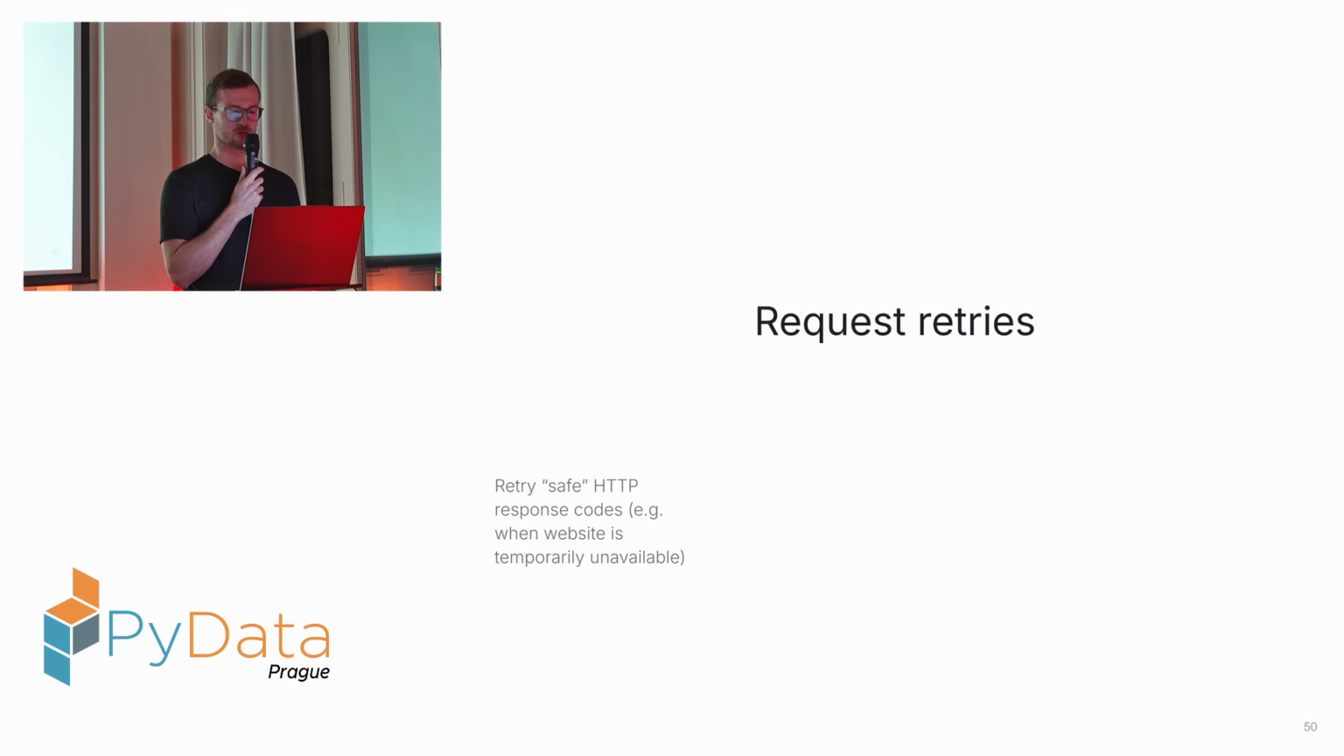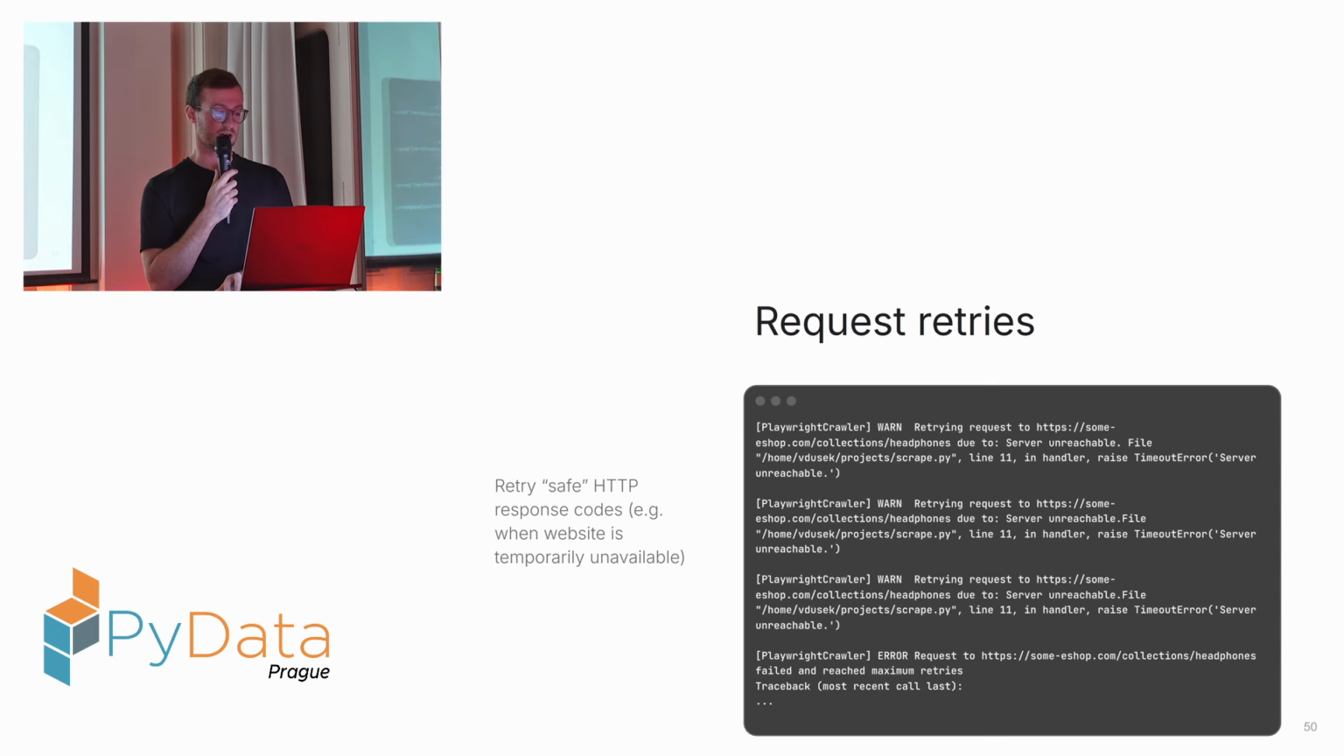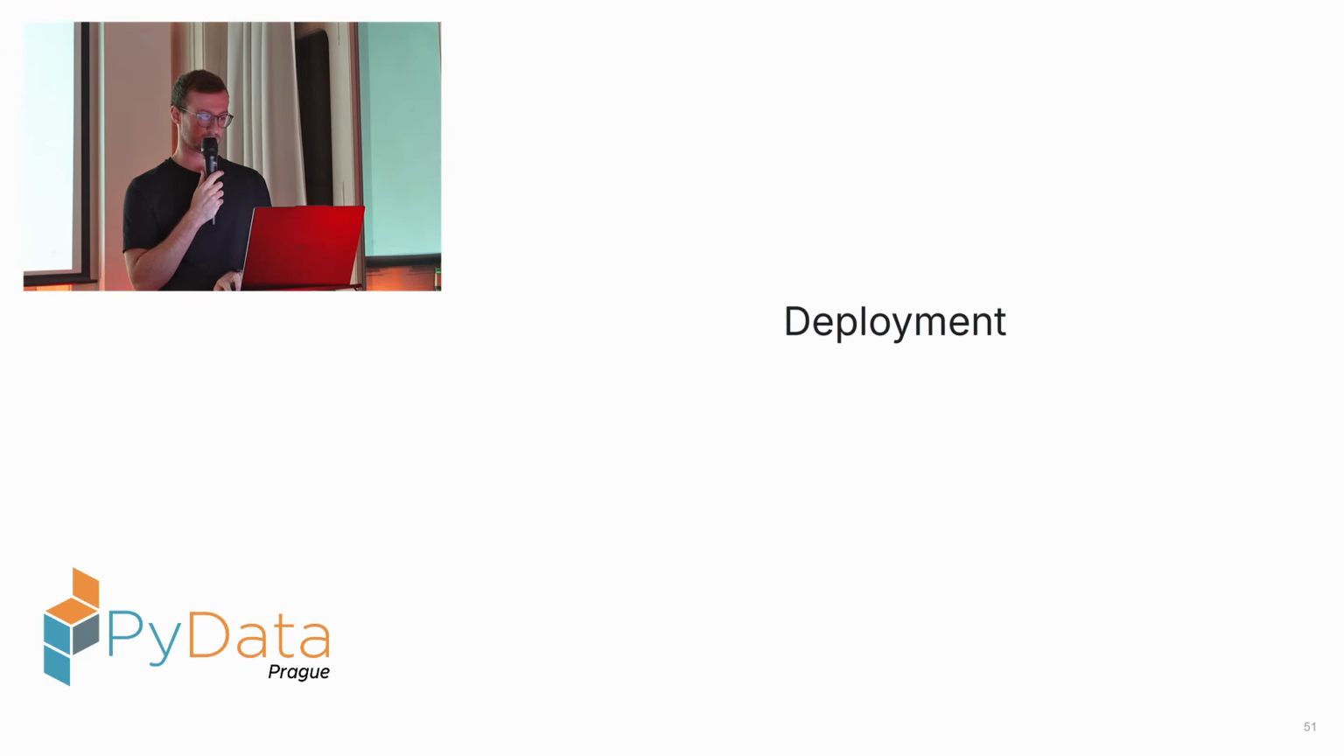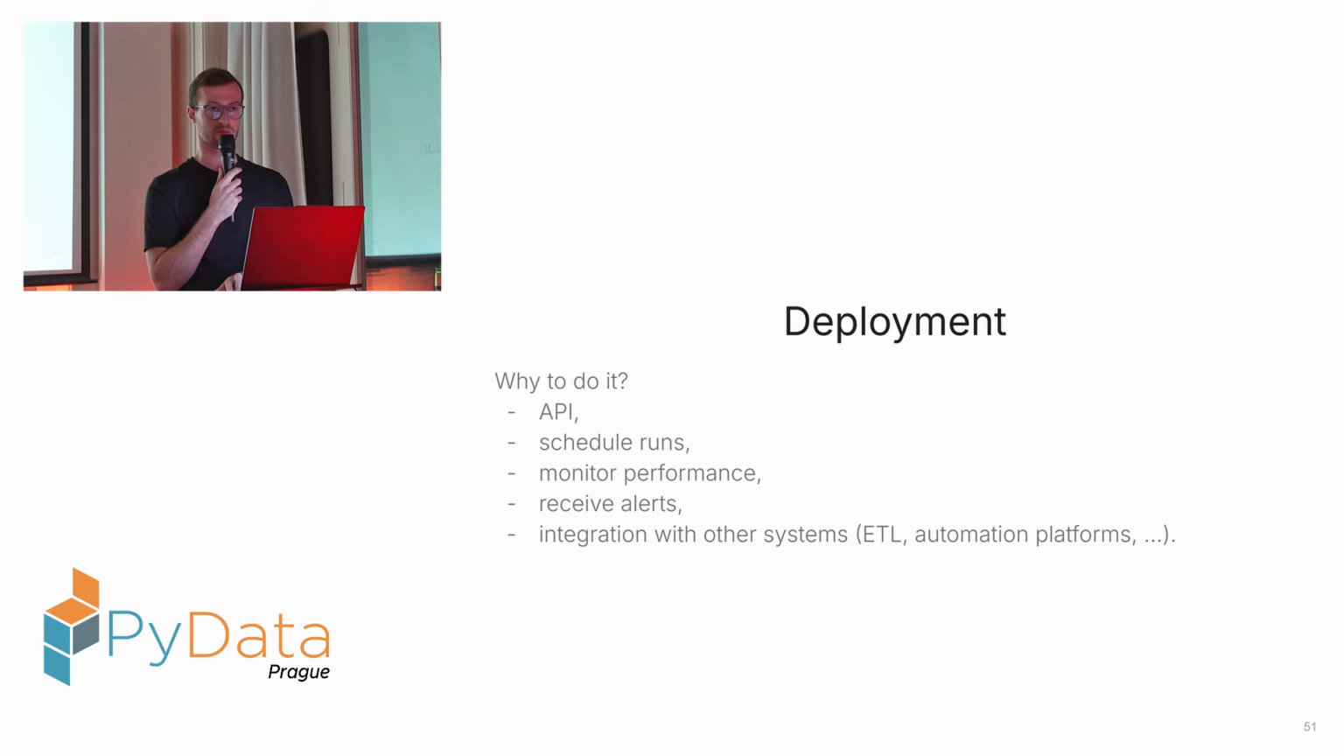About request retries, we also don't want to immediately consider all HTTP error codes as unsuccessful requests, because the website might be temporarily unavailable. There might be network errors, and we maybe want to retry these cases. And again, Crawlee does that automatically. As you can see in the log from one of these runs, the request was tried many times before it failed definitively.